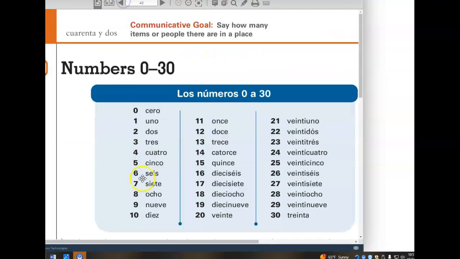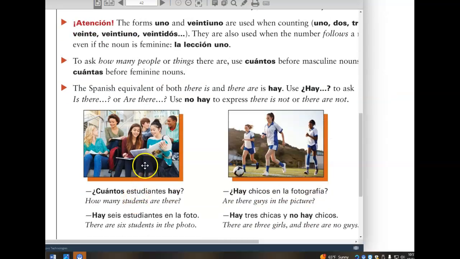I skipped that. Apologies. We use the expression hay in a statement and in the form of a question to indicate or ask about how many there is or are of something, or there isn't, no hay, of something. Hay means there is or there are, or is there or are there in the form of a question, or when negated, there isn't or there aren't.